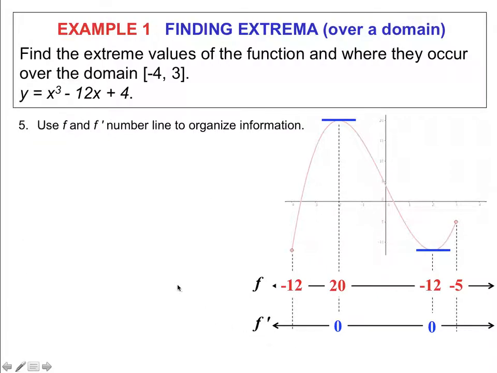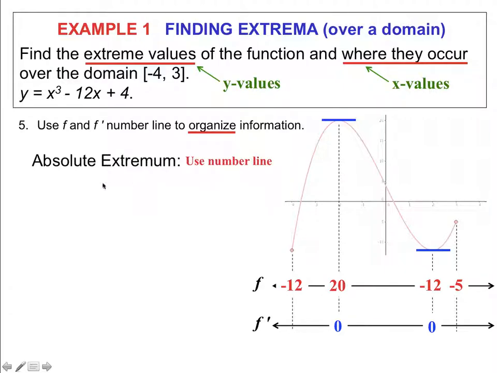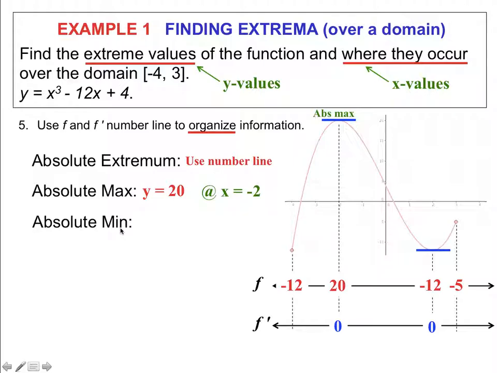Okay, so we're going to start organizing our information and finding our extreme values: our y values, and where they occur, our x values. For our absolute extrema, we're using the number line. Our absolute max is right here. 20 is the biggest of the big, and that occurs at x equals negative 2. So there's our absolute max. Our absolute min is negative 12, and that occurs at 2 locations: here at negative 4 and here at 2.